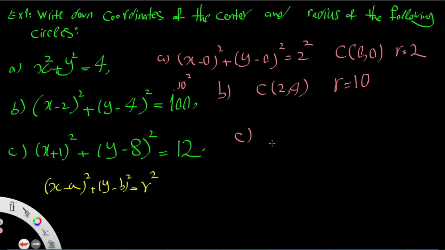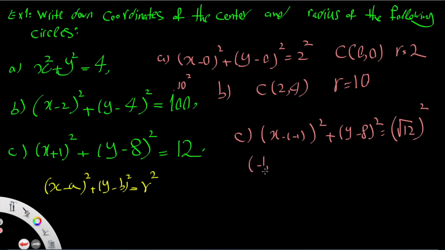Now for part C, actually the root of this expression is minus 1, or in other words you can say x minus minus 1 squared plus y minus 8 squared is equal to radical 12 squared. So the root of this expression is negative 1. Now you see this is the x coordinate of the center. So minus 1 and 8 are the coordinates of the center, and radical 12, which is 2 radical 3, is the radius of this circle.